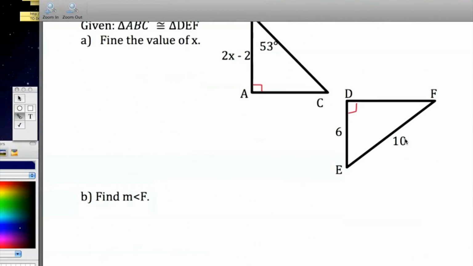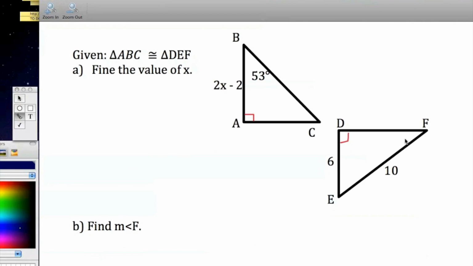Now, here's an example that you can try on your own. Try it on your own. I'm going to roll through it doing the example, but if you have questions, write them in your notes. First, what I can do is I can say ABC is congruent to DEF. So I know that A and D go together, B and E go together, and C and F go together.